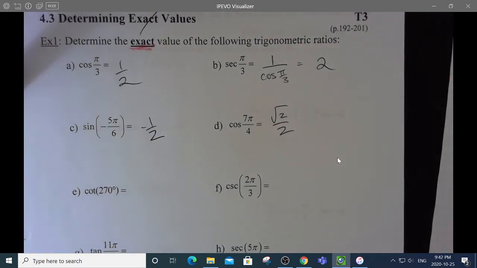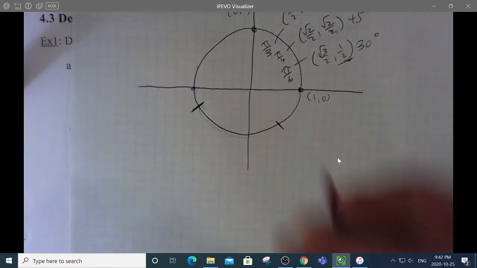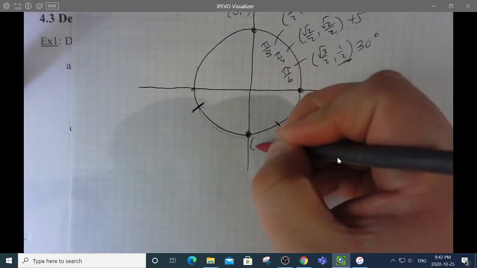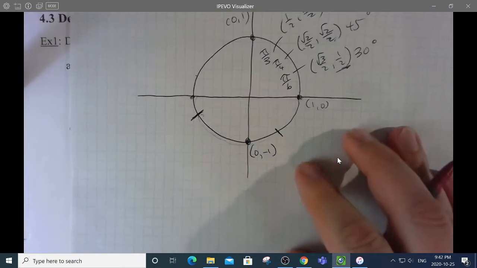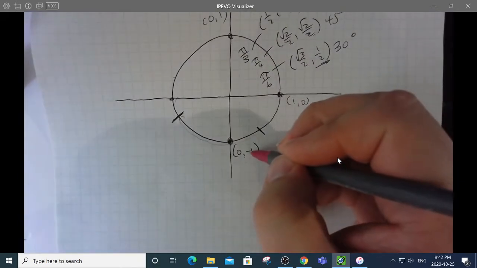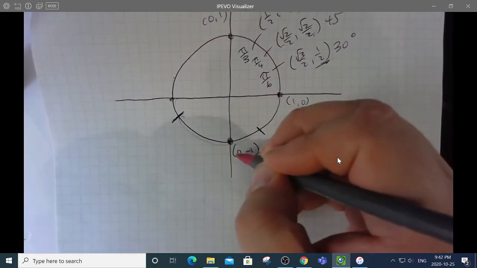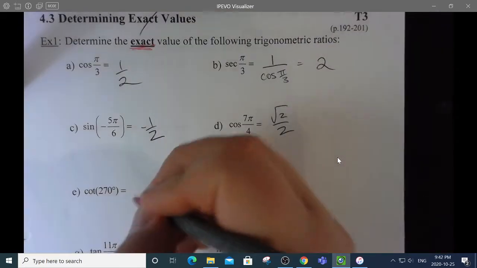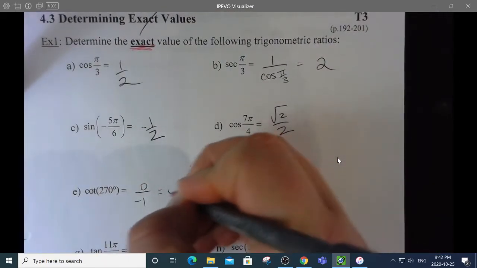Okay. Now, cotangent of 270. 270 is down here, and the coordinates there are 0 and negative 1. And cotangent, tangent is y over x, so cotangent is x over y. So that's 0 over negative 1, which is just 0.